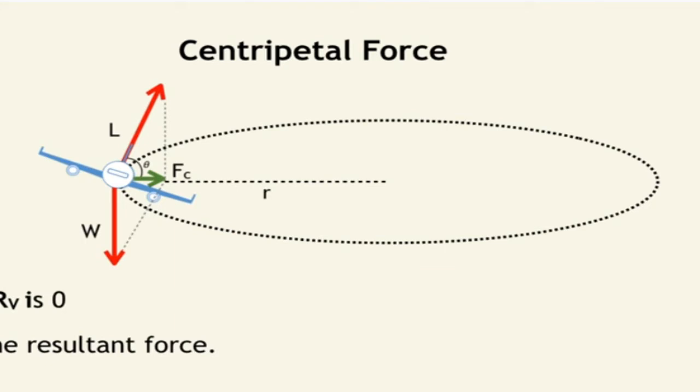Okay, so that's it. Okay, so that's the horizontal circle described by the plane as it is turning. Now let's move on to the next one, which is banking.